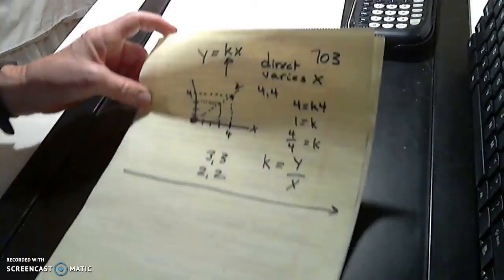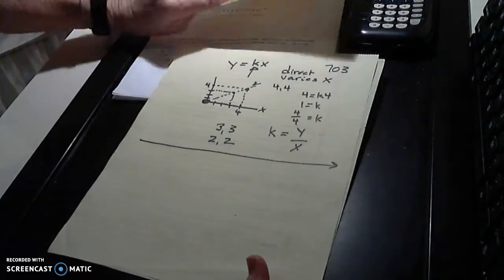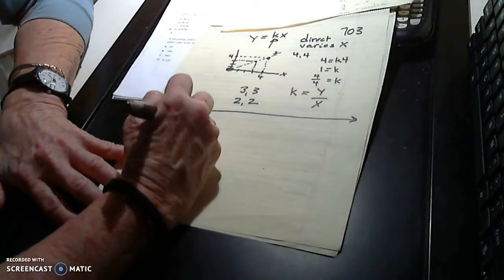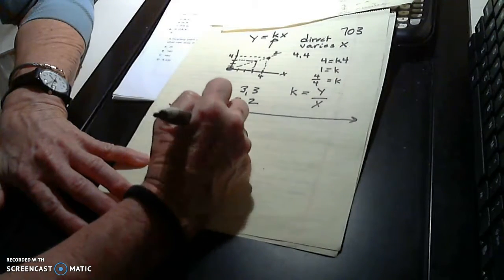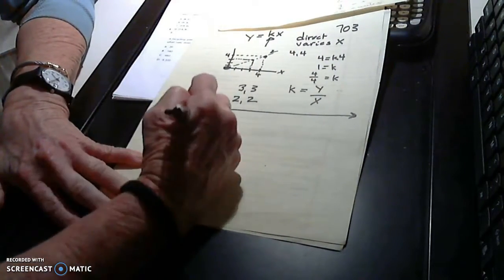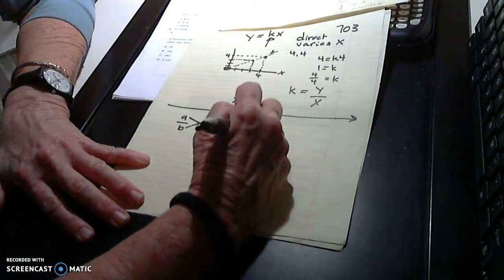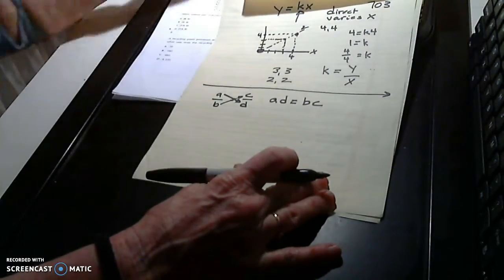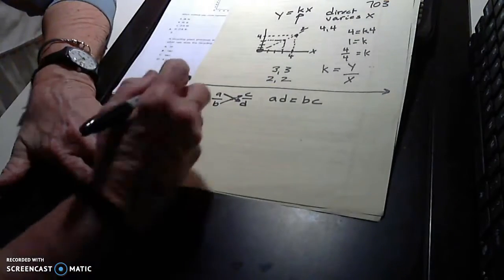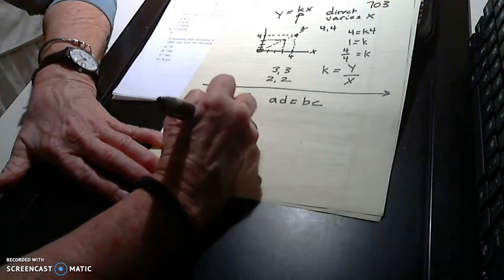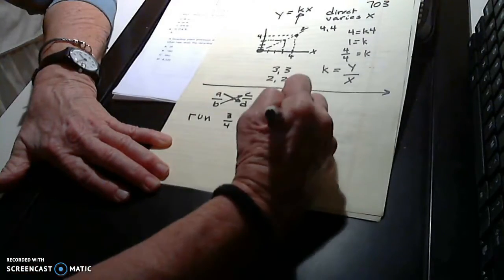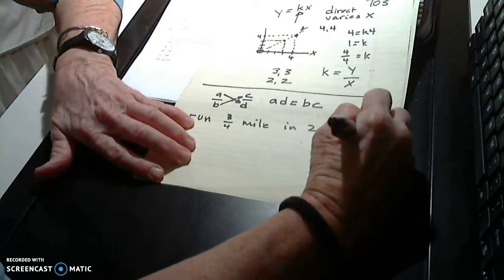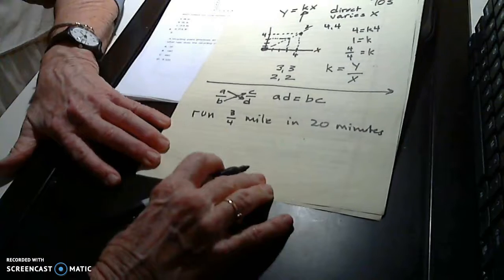You're going to see a couple of things on unit rates. And in our unit rate calculation, always remember that if A over B equals C over D, I know that my cross products are also equal. AD has to equal BC. So let's try a rate problem. I know that if I can run 3/4 of 1 mile in 20 minutes, I want to know how much I could run in 60 minutes.